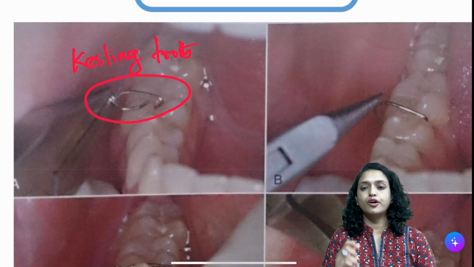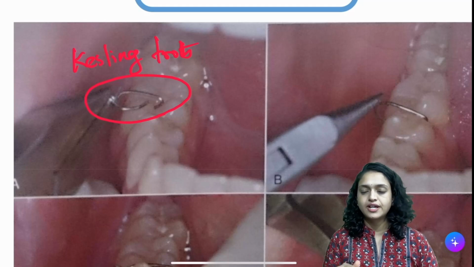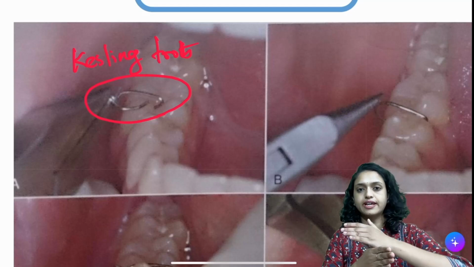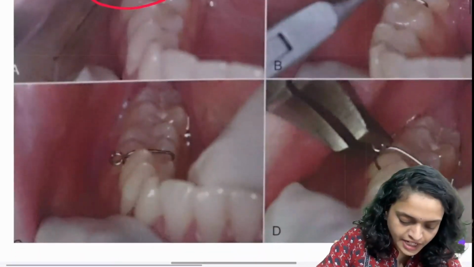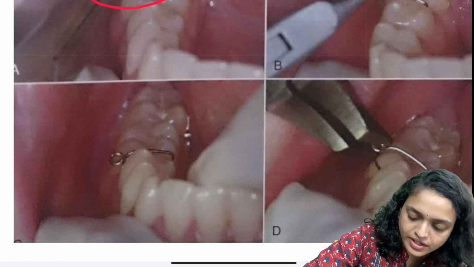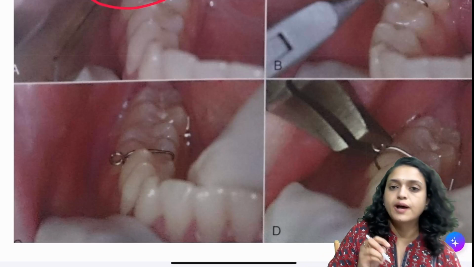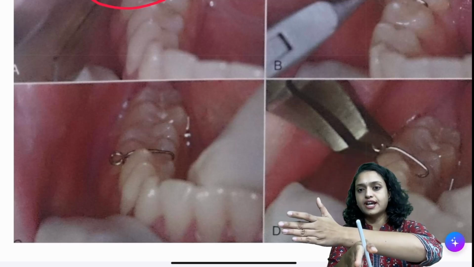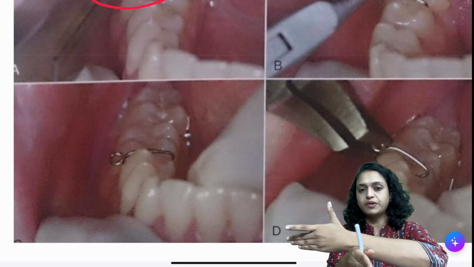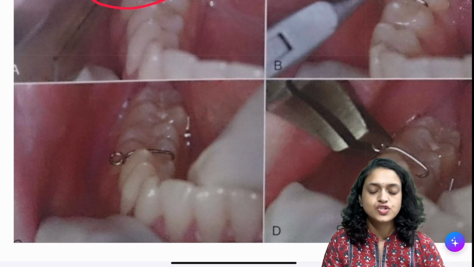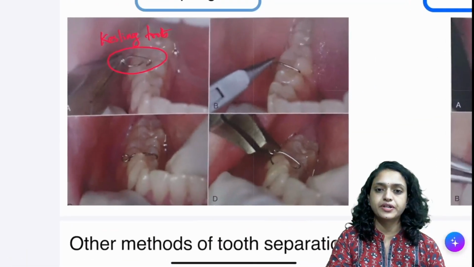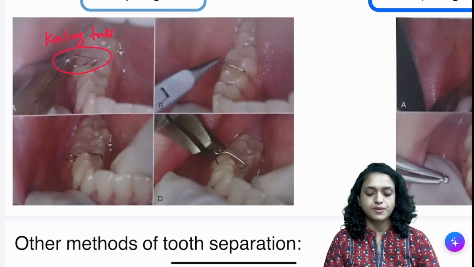So this is made up of a stainless steel wire and it is fabricated. It has a scissor-like action. It goes into the contact point. One arm goes above, one arm goes below. So it has a scissor-like action. It moves the teeth away from each other and the gap is created. So this is called a Kessling tooth separator and it is one of the methods of separating the tooth.